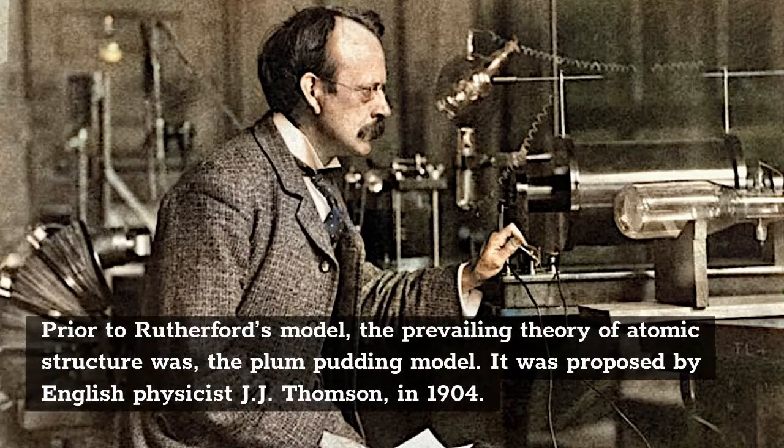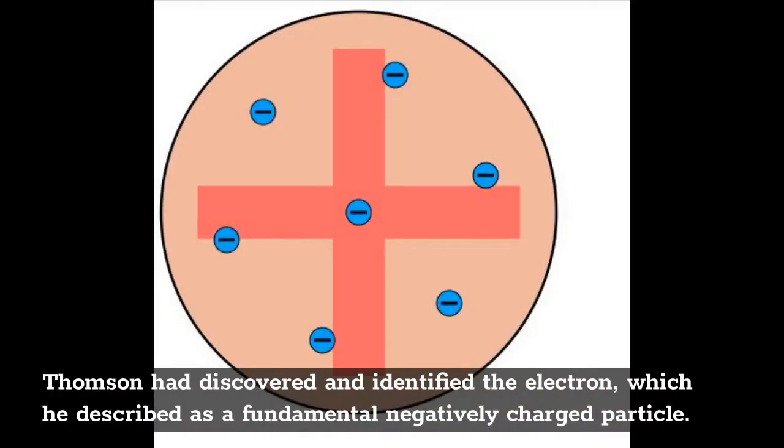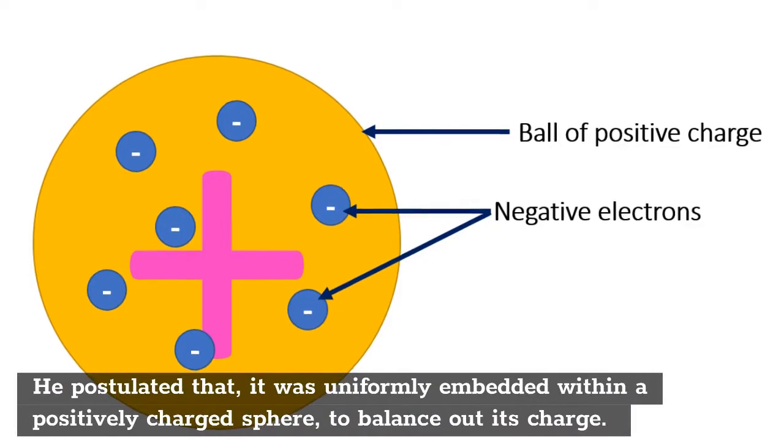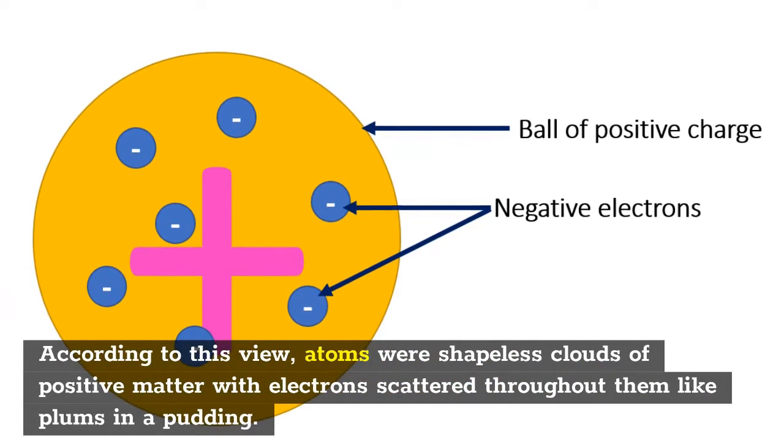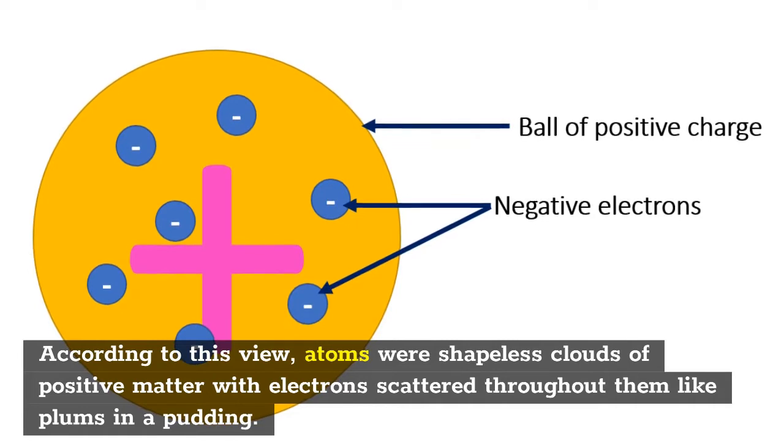Prior to Rutherford's model, the prevailing theory of atomic structure was the plum pudding model. It was proposed by English physicist J. Thomson in 1904. Thomson had discovered and identified the electron, which he described as a fundamental negatively charged particle. He postulated that it was uniformly embedded within a positively charged sphere to balance out its charge. According to this view, atoms were shapeless clouds of positive matter with electrons scattered throughout them like plums in a pudding.